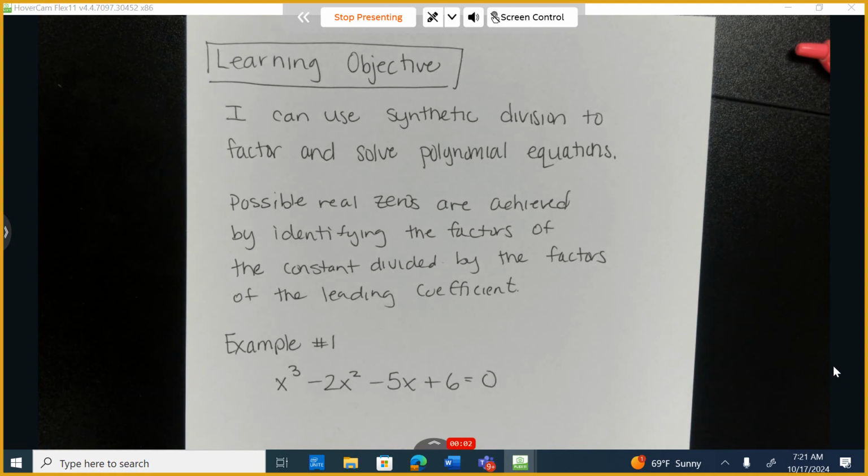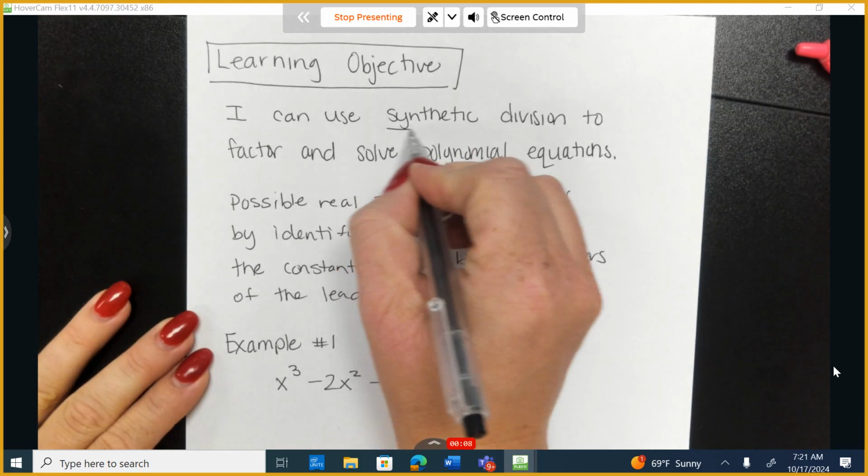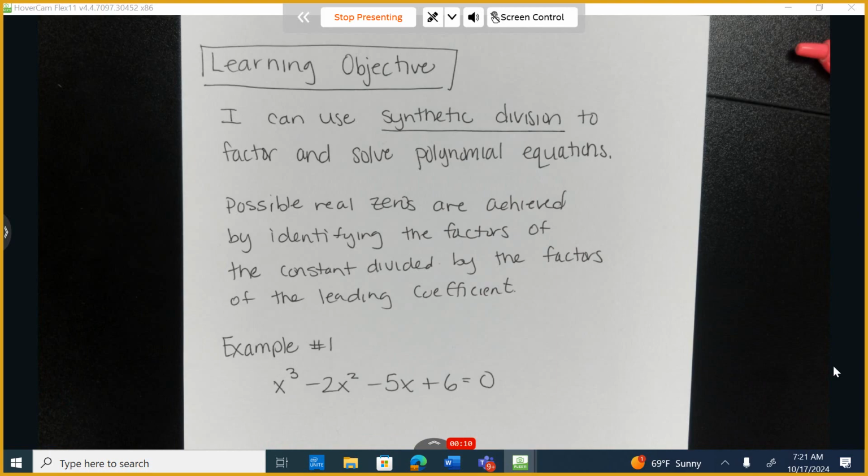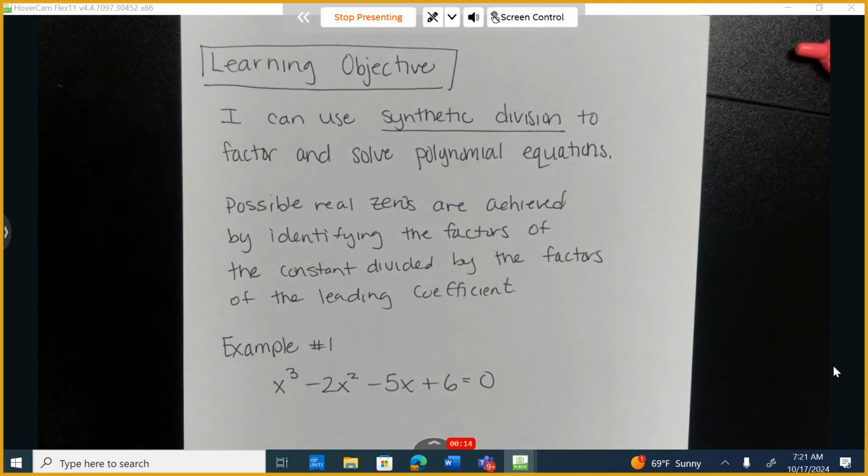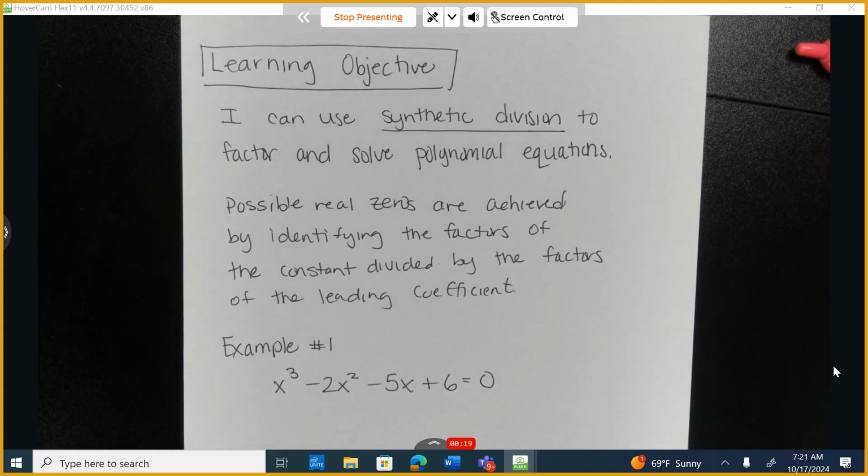So today's lesson, we are going to learn an alternative to long division with polynomials. It's called synthetic division. So at the top of your paper, please write down synthetic division and put a Roman numeral 1 behind it. This is a two-part lesson. Today is just the basics of what synthetic division is.